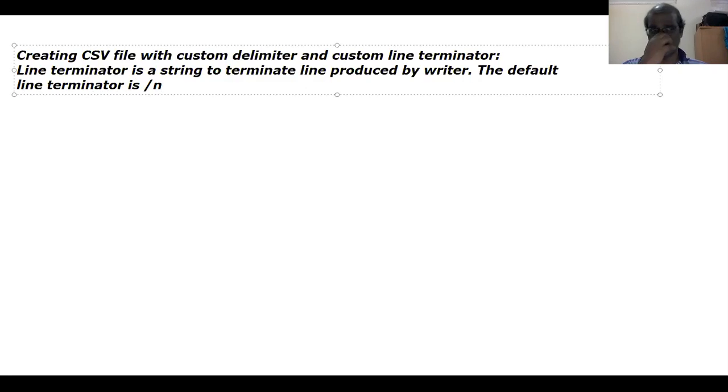Similarly, the default delimiter is comma. We want to change it. That is our aim. So now I will write one small program showing how we can change the delimiter from comma to slash, as well as the line terminator from \n to \t. \t means a half-inch gap.